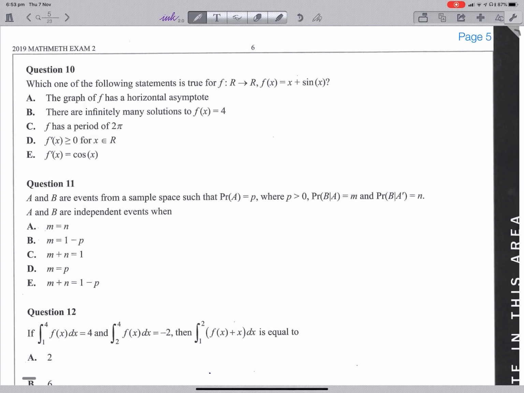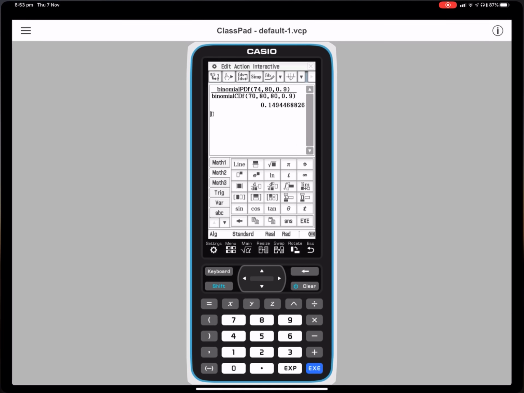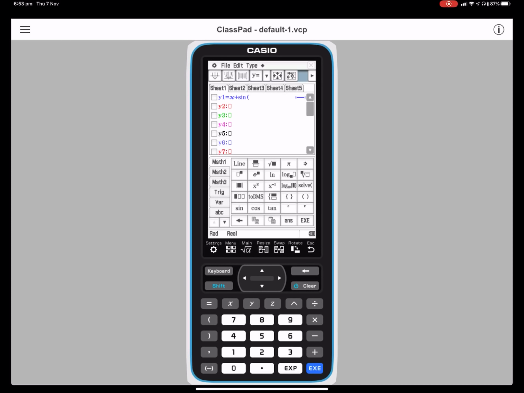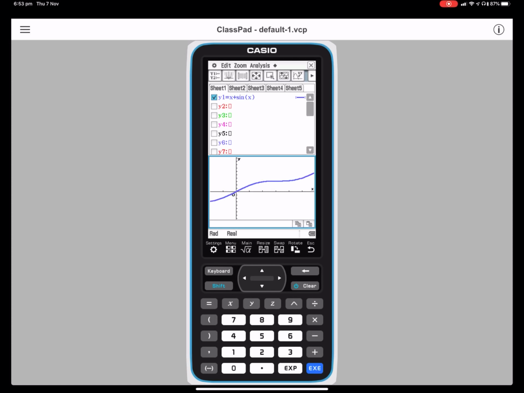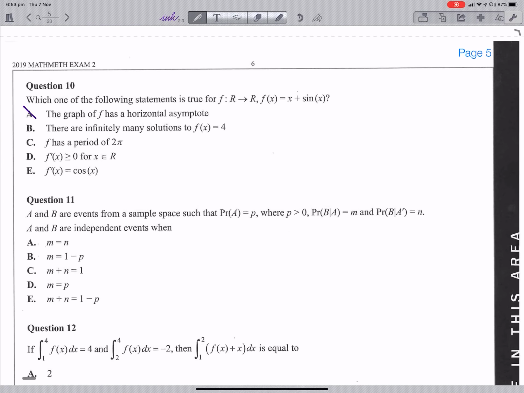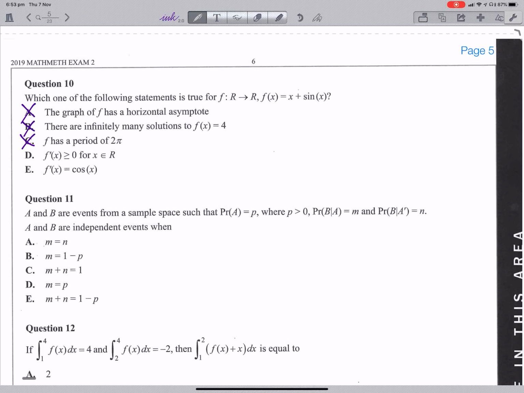Which one of the following statements is true for x plus sine x? What does x plus sine x look like? It's just like an increasing graph, I think. So it's just increasing. Has a horizontal asymptote? No. There are infinitely many solutions? No, because it was increasing. F has a period of 2 pi? Didn't look like it had a period because it was not repeating the same graph over and over. F dash of x is greater than or equal to 0 for all x.